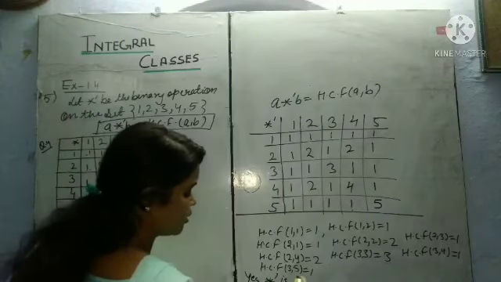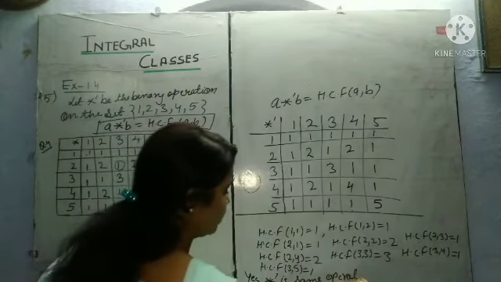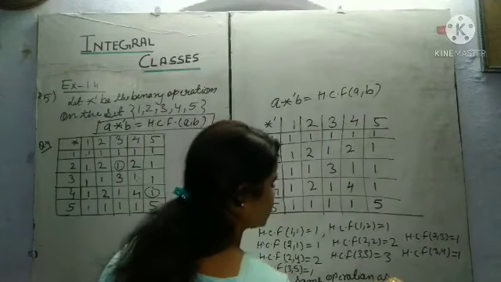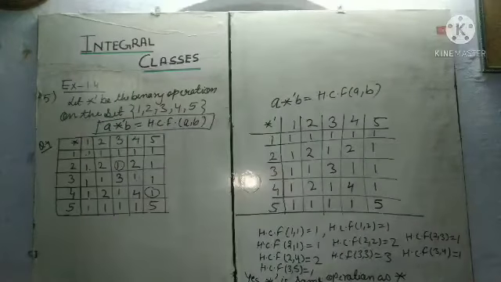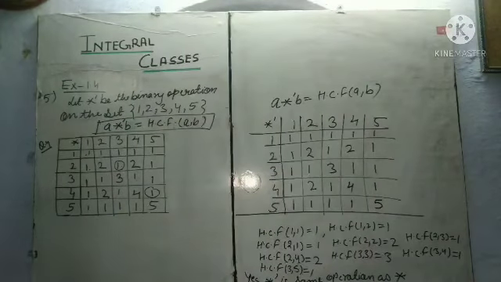So we should write here, yes, star dash is the same operation as star. These two tables will be equal. So star and star dash are the same operation.